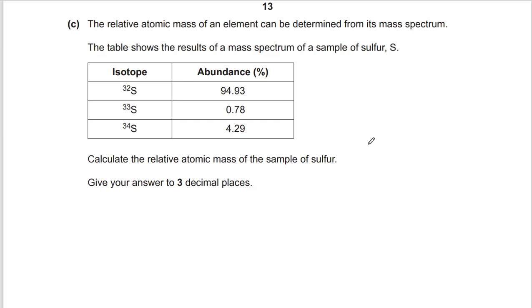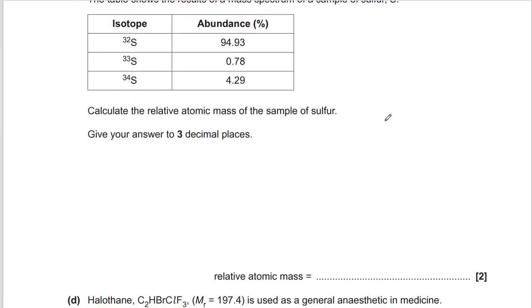Relative atomic mass from a mass spectrum then. So here's a mass spectrum of sulfur. Calculate the relative atomic mass. This is nice and straightforward. So in order to make this work, you've got different percentage abundances. So to make this work, we need to find 94.93% of 32, 0.78% of 33, 4.29% of 34, and add them all together.